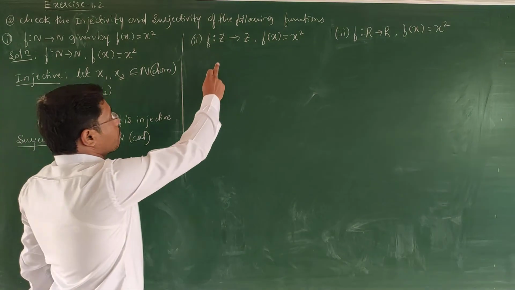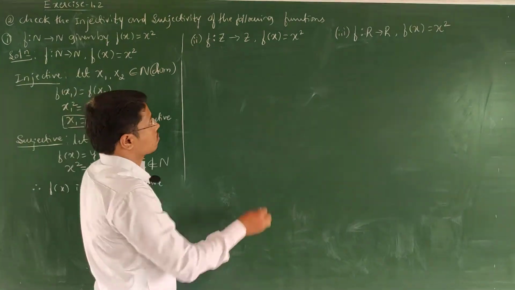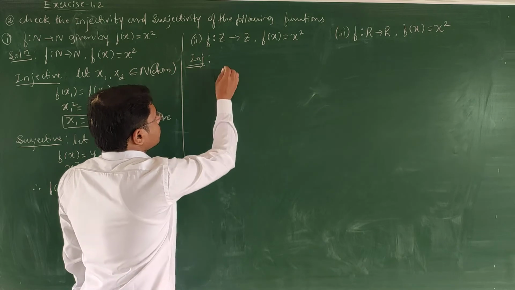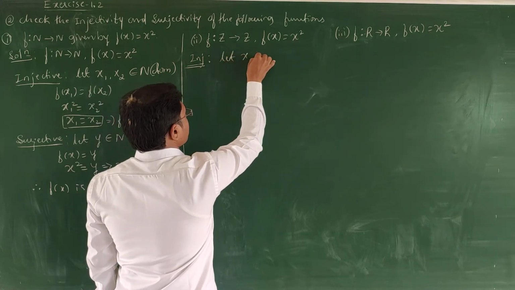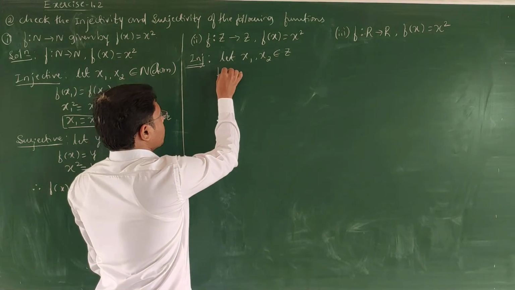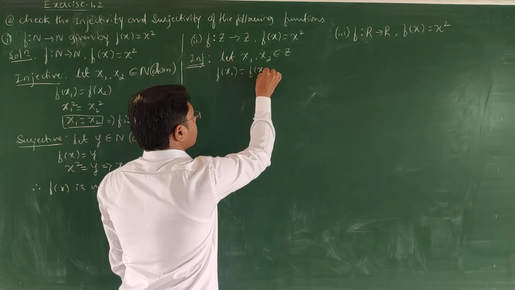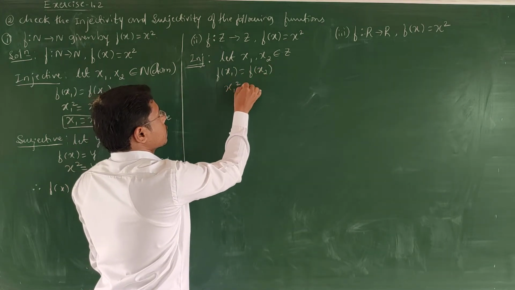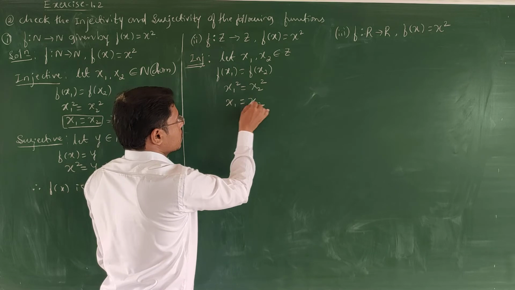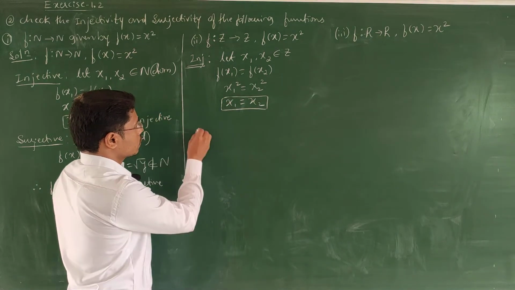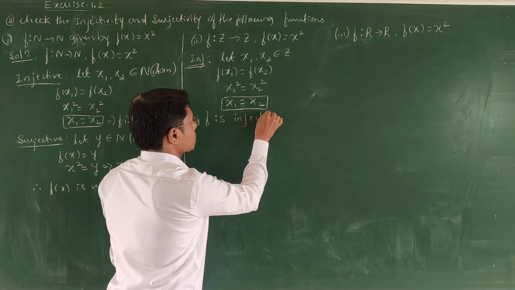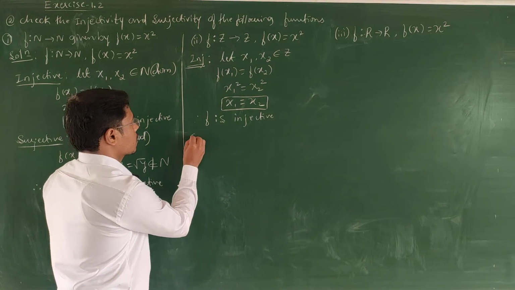Okay, next f from z to z, f of x equal to x square. First injective. So let x1 comma x2 belong to the set of integers z. f of x1 equal to f of x2. So this is x1 square equal to x2 square. Cancel the square on both sides. x1 equal to x2. So if x1 equal to x2, therefore f is injective.